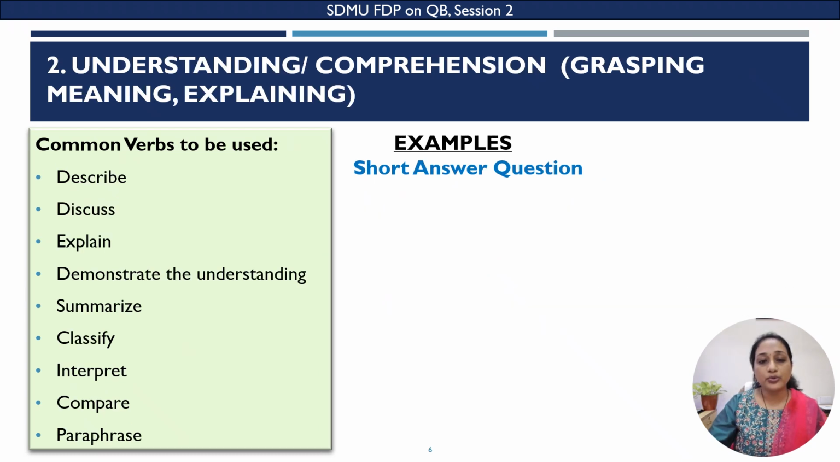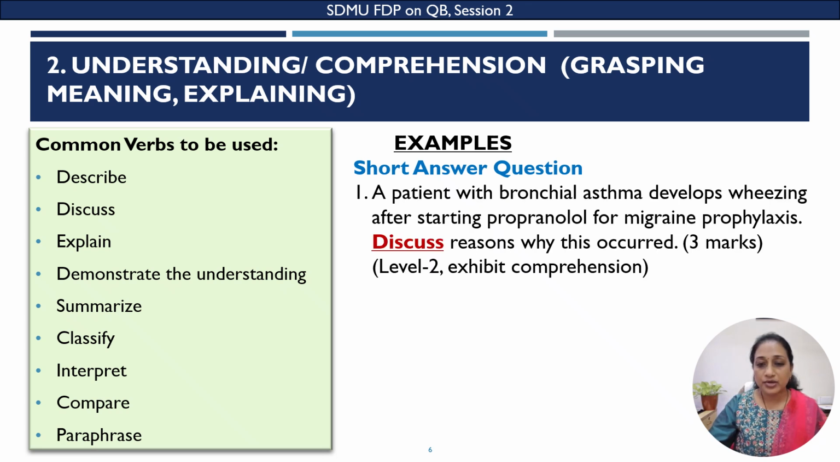Let's go to level 2. The level 2 is when the student is assessed for understanding and comprehending a particular concept learned during the teaching learning session. Various commonly used verbs are enlisted on the left-hand side, which include describe, discuss, explain, classify, demonstrate, compare and contrast, etc. A few of the examples for level 2 questions include a short answer question of 3 marks.